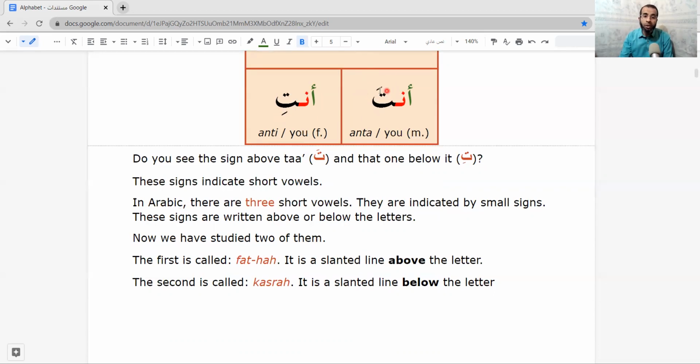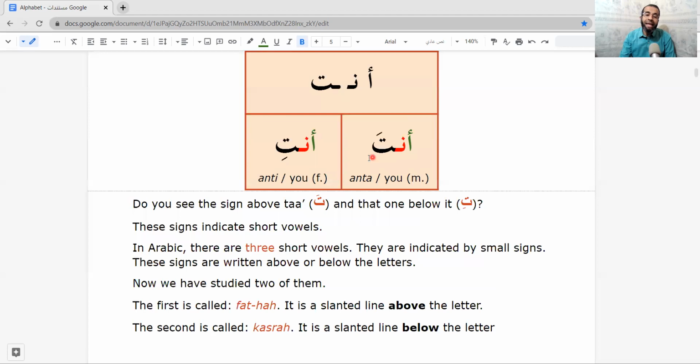The first is called fatha. It is a slanted line above the letter. So we say anta, short, because this is not a long vowel. It's a short vowel. And the second one here is called kasra. It's a slanted line below the letter. So here, anta and anti are not the same in meaning. This is you for male, anta Muhammad, anta John. And this is for female, anti Fatima, anti Maryam, anti Mary.